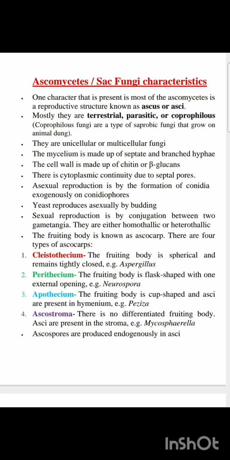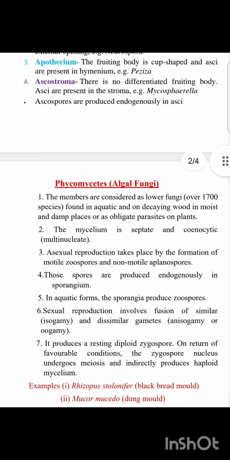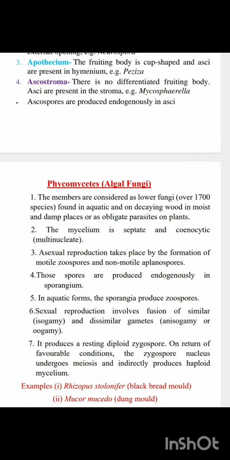So that is all about the characteristic features of Ascomycetes. Then Phycomycetes, also known as algal fungi. The members are considered lower fungi, found in aquatic habitats and on decaying wood in moist and damp places, or as obligate parasites on plants.